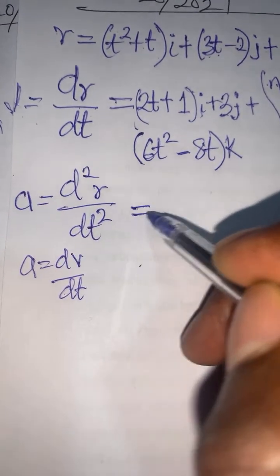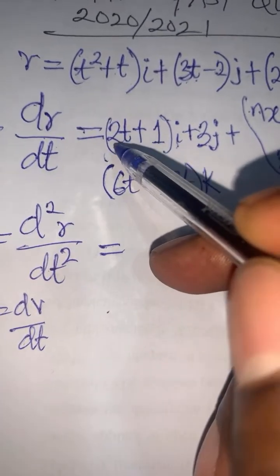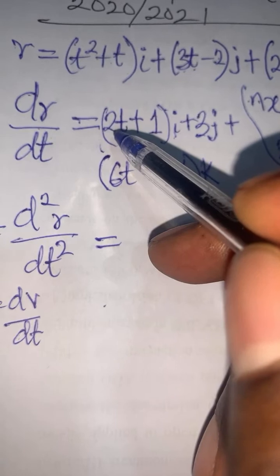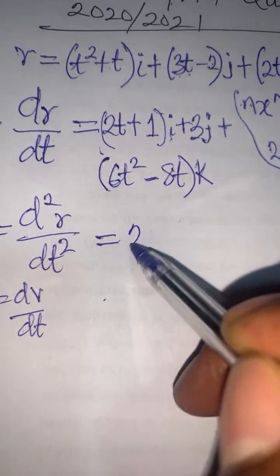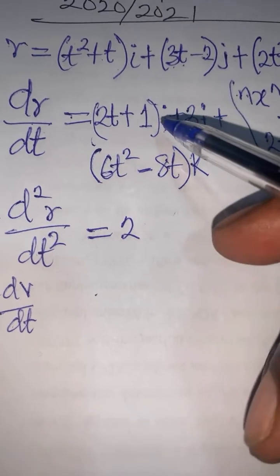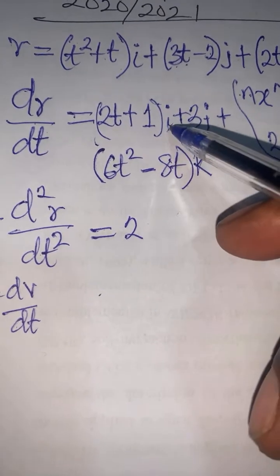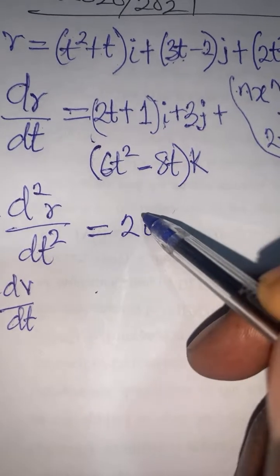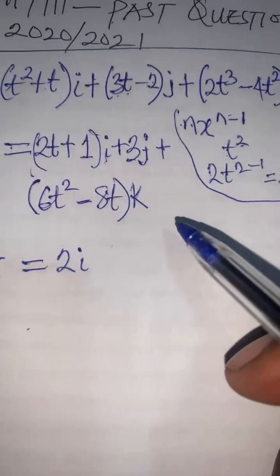So if it is clear, then let's start differentiating right away. Differentiation of 2t is 2. Then differentiation of 1 is 0. So what we have is 2 times i, so we have 2i like this. All right? We are done with that.